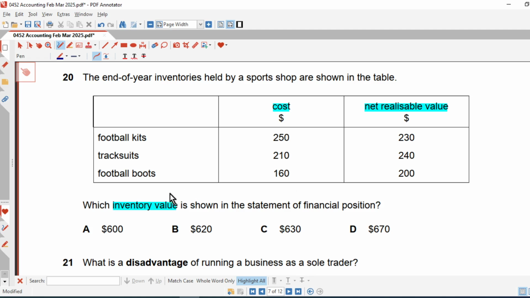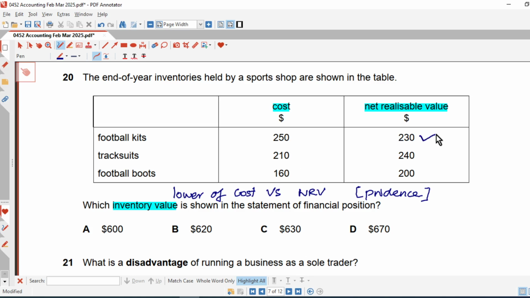Alright, so accounting rules. How do you reflect the value of inventory? So inventory is always valued at the lower of cost versus net realizable value. This is in accordance with the principle of prudence, where you try not to overstate your assets. So the lower of, right?